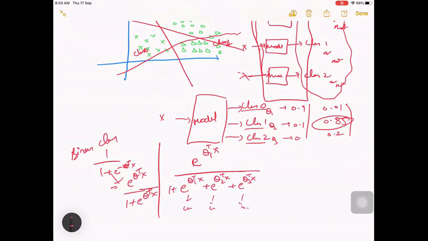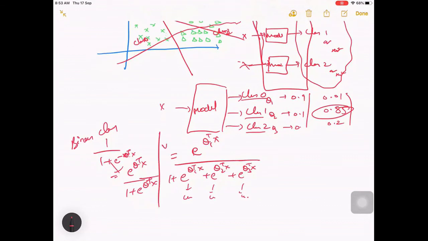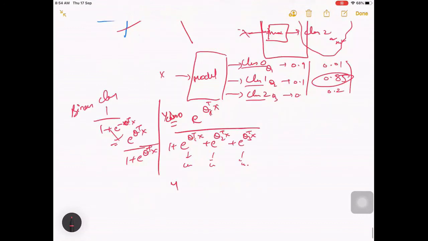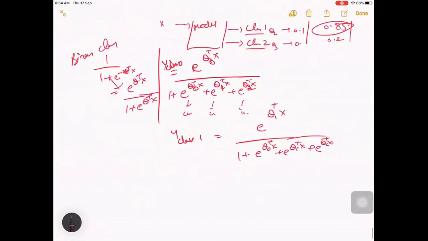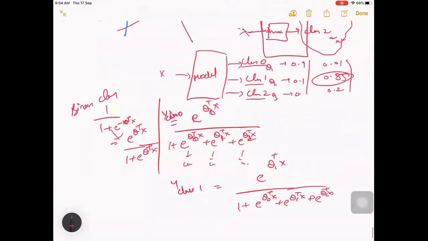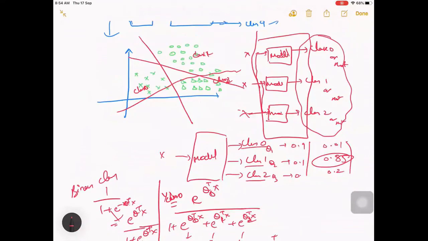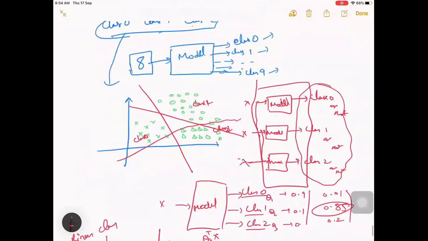If you do this, your final y would be class 0. Similarly, for class 1 you will have e power theta 1 transpose x, divided by all the other terms: theta naught x plus theta 1 x plus theta 2 x. Similarly for class 2 as well. Okay, so this will help you extend your model from single class binary classification to multi-class classification.